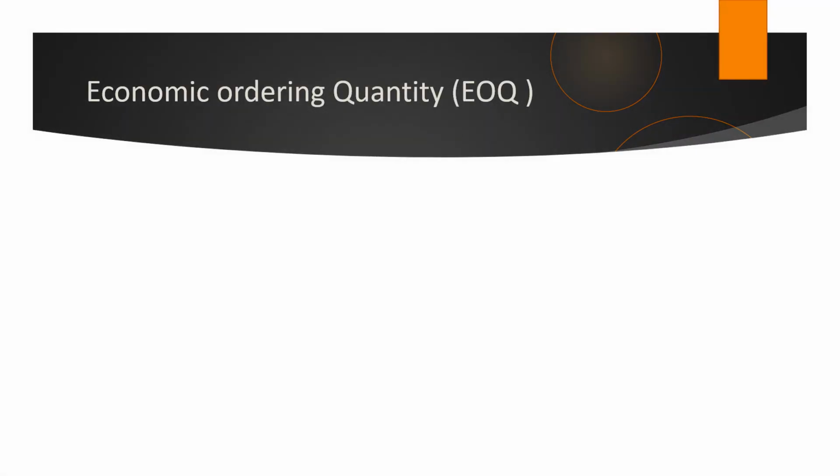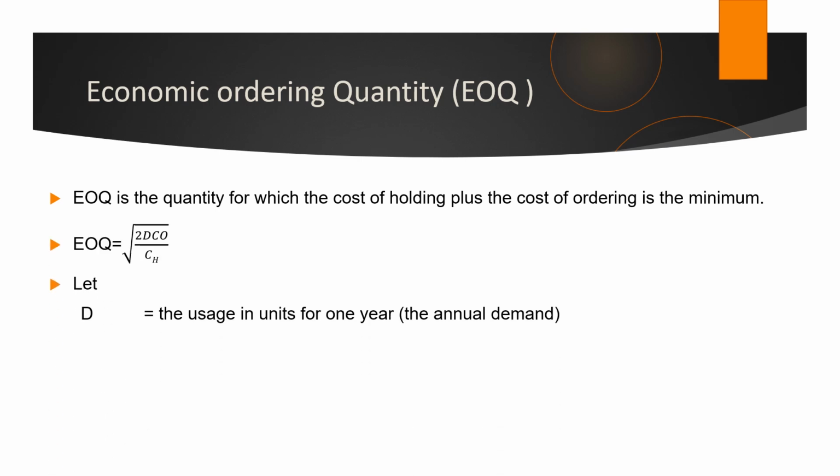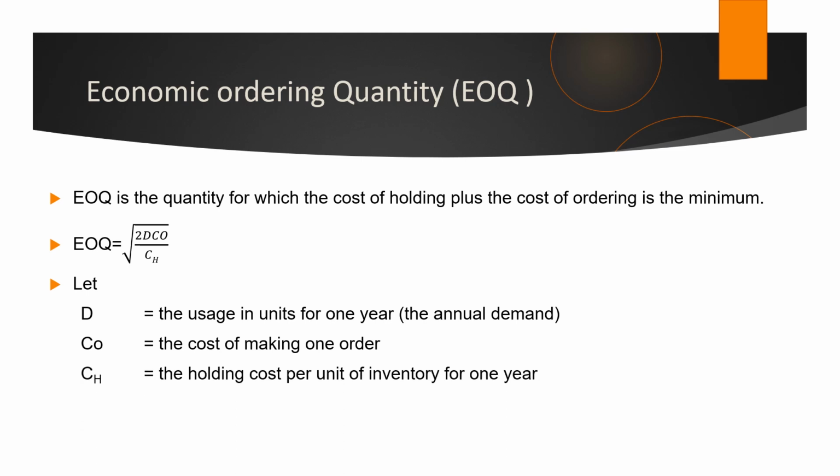Economic ordering quantity or EOQ is the optimum ordering quantity. In other words, it is the quantity for which the cost of holding plus the cost of ordering is minimum. It can be calculated by using this formula. Here, D represents the usage of units for 1 year. CO represents the cost of making one order, or the ordering cost. CH represents the holding cost per unit of inventory for 1 year. And Q represents the order quantity.